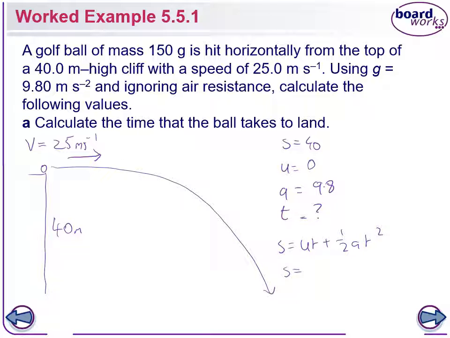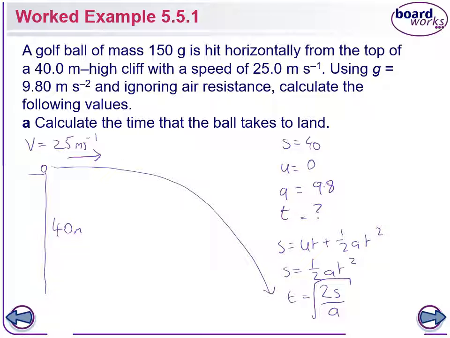So S is equal to 1/2 AT squared. Now we need to rearrange this to make T the subject. So we get T is equal to the square root of 2S over A. Now I'm doing this in one step. You can do more steps to rearrange that equation if you like, but I'm just doing it quickly. It would just be a matter of multiplying both sides by 2, dividing both sides by A, and then square rooting both sides.